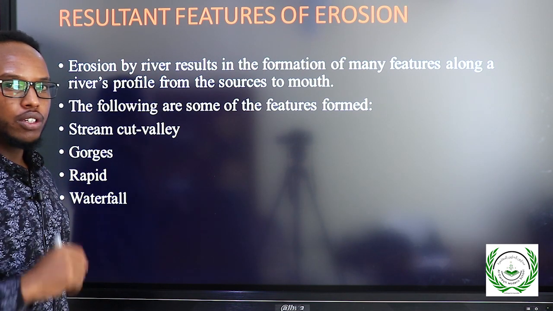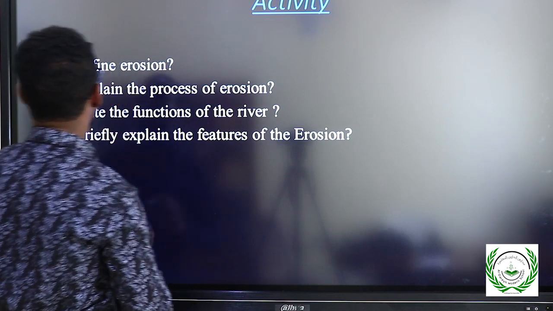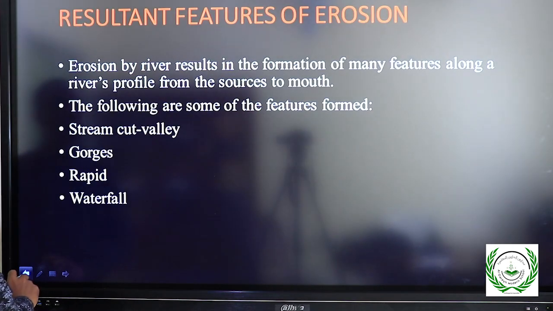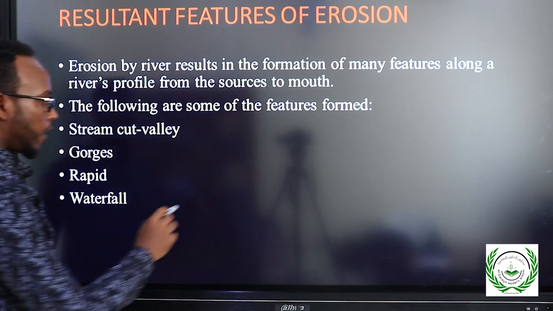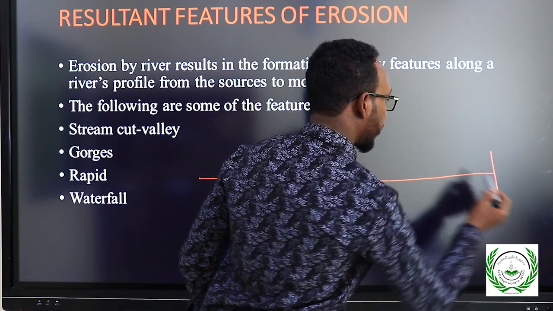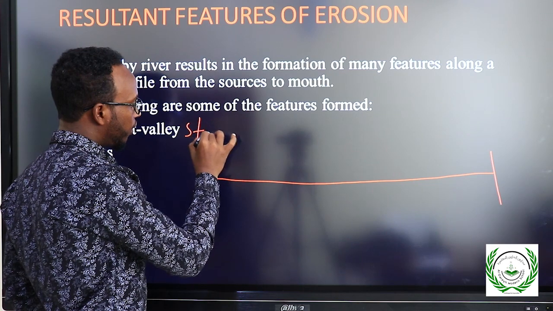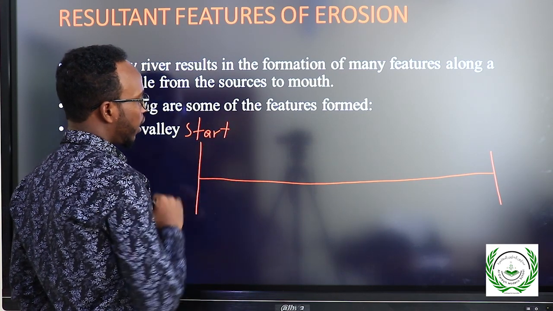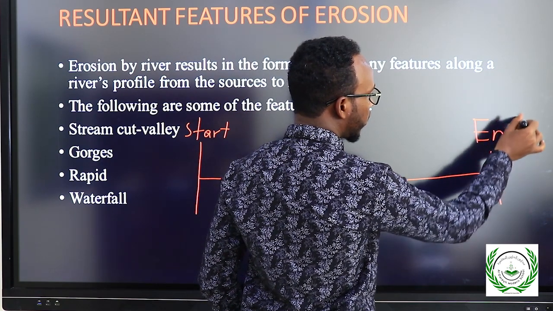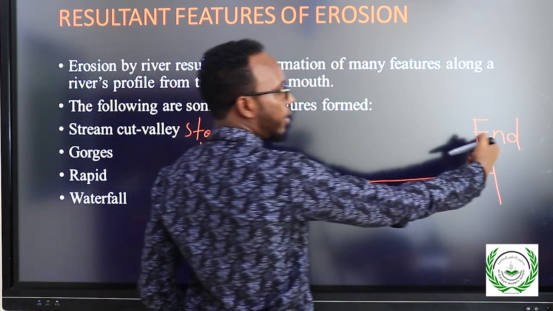Arday, let us go back to some lessons. First, this is the river, for example. Let me draw the river. So this is the start point of the river. This is the start point and this is the end point. This is the start point of the river and this is the end point of the river.